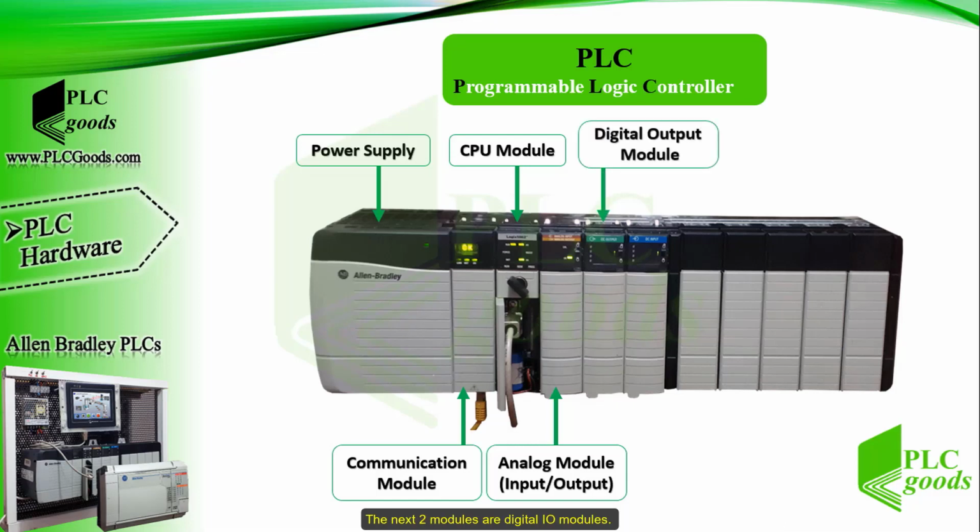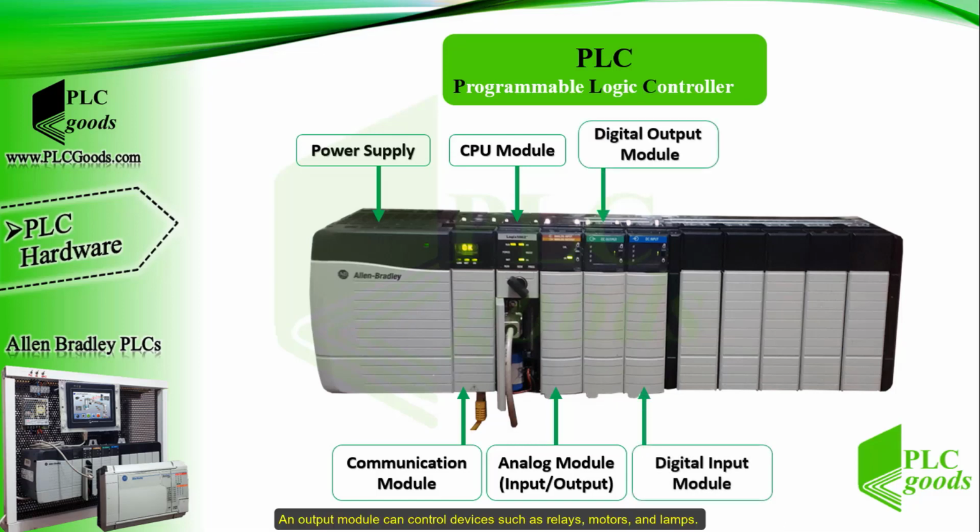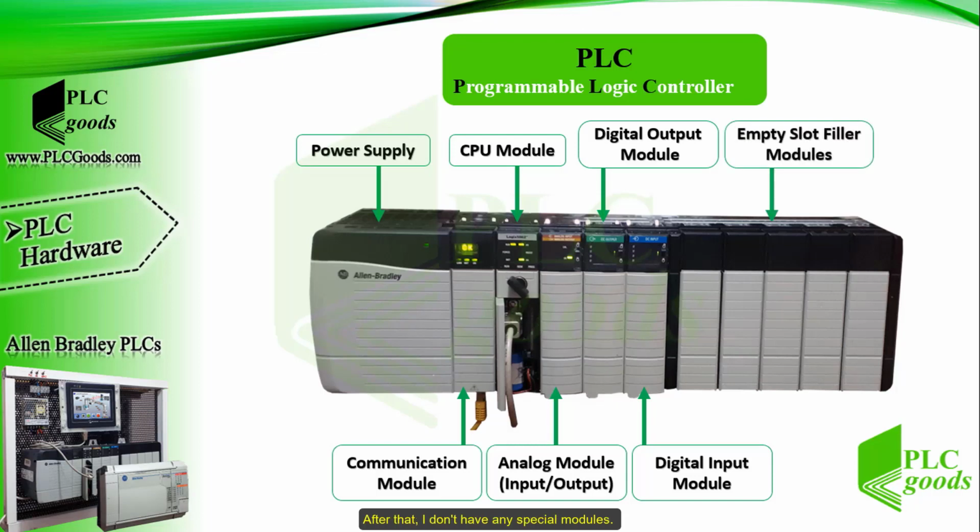The next two modules are digital I/O modules. An output module can control devices such as relays, motors, and lamps. An input module can detect the status of digital devices such as push buttons, switches, and temperature sensors. The digital input module is my last module. After that, I don't have any special modules, so I have used empty slot filler modules to protect my chassis from dust, water, and other unwanted events.